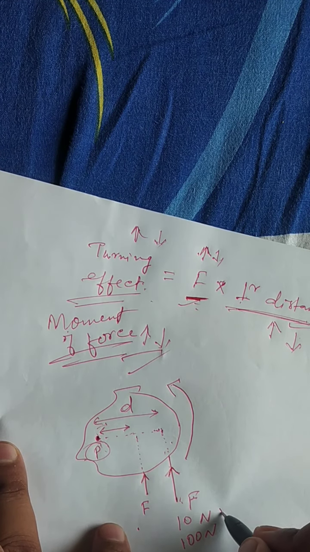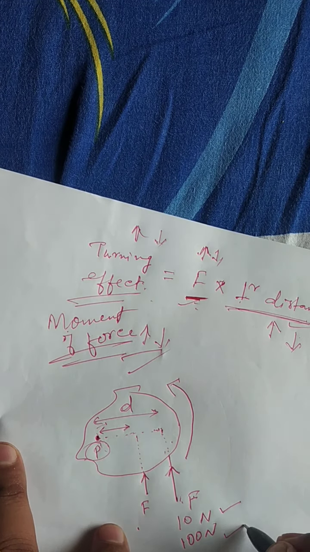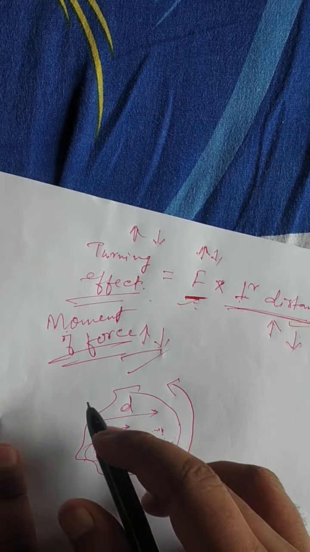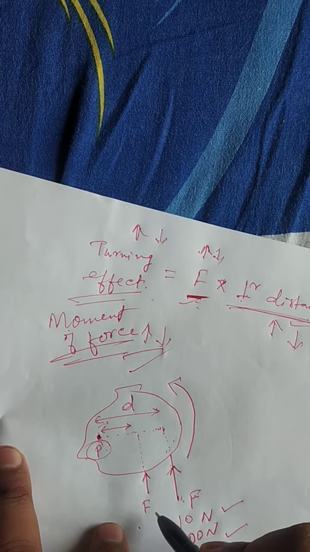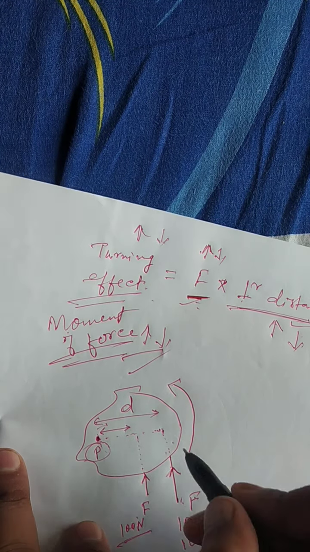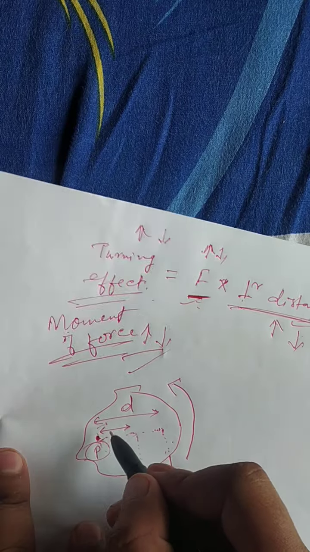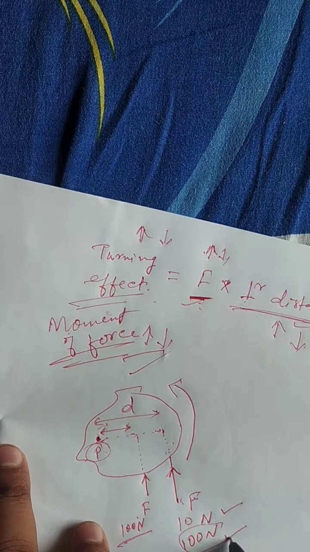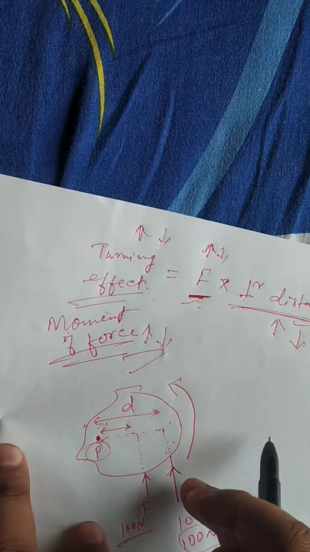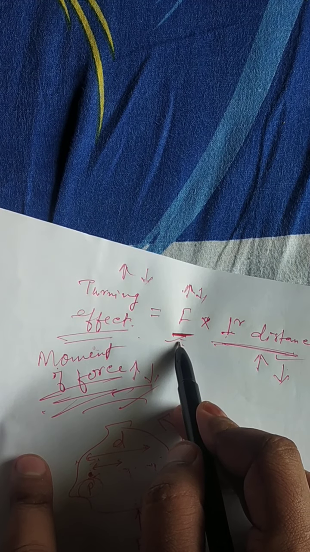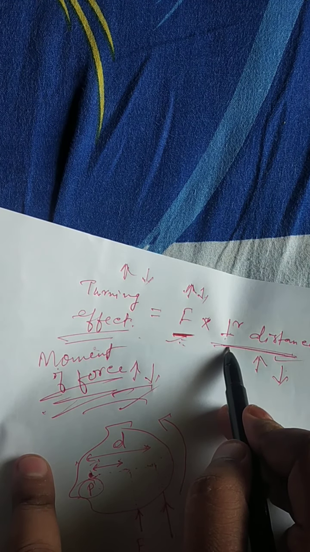So by applying more force, turning effect will be more. By reducing the force, the turning effect will be reduced. Or here, if we apply 100 Newton force but the distance is smaller, the turning effect will be lesser. And the same 100 Newton force applied here, the distance is more, the body will rotate more. So this is the moment of force. Moment of force means product of force and perpendicular distance. Hope you understand.